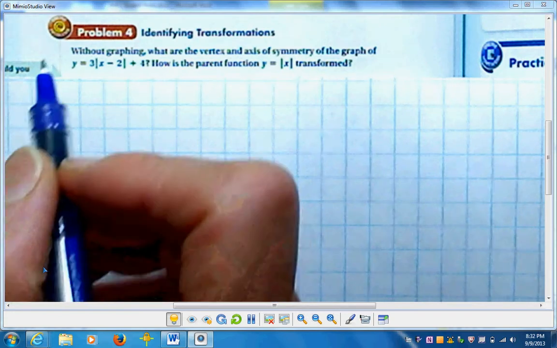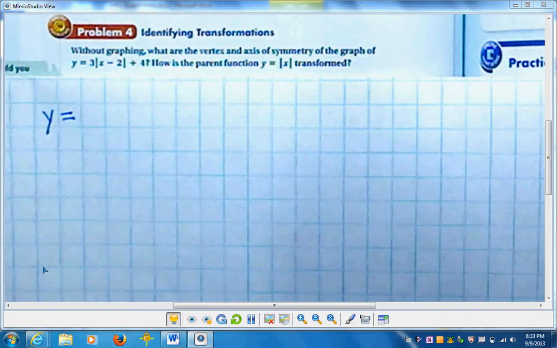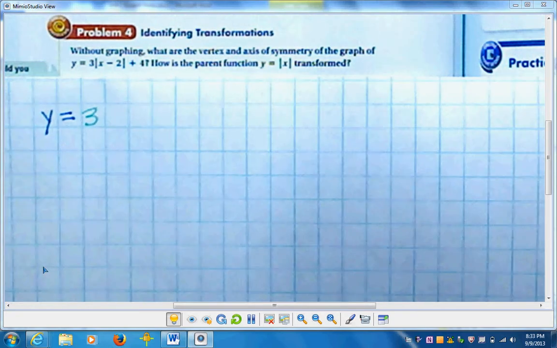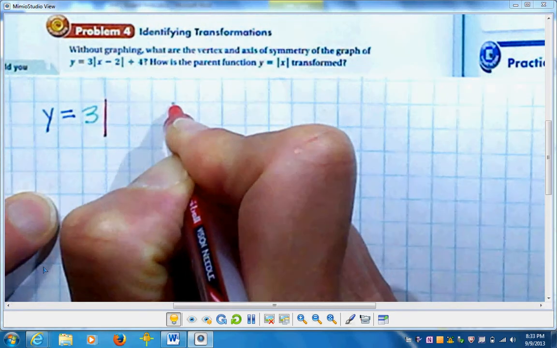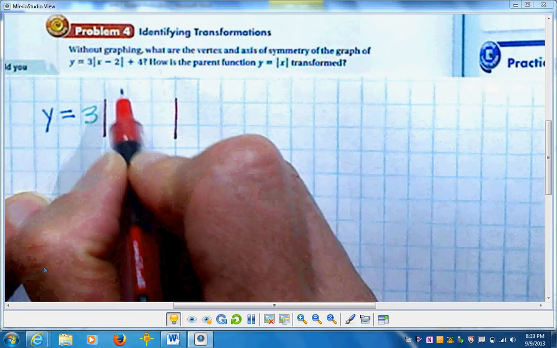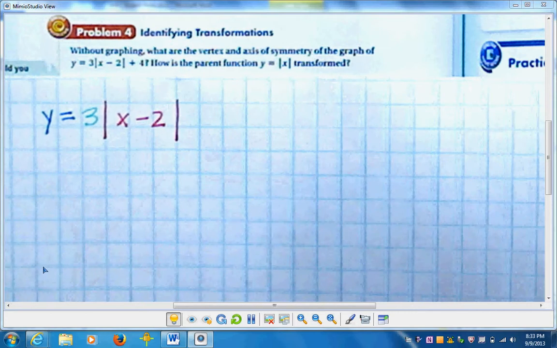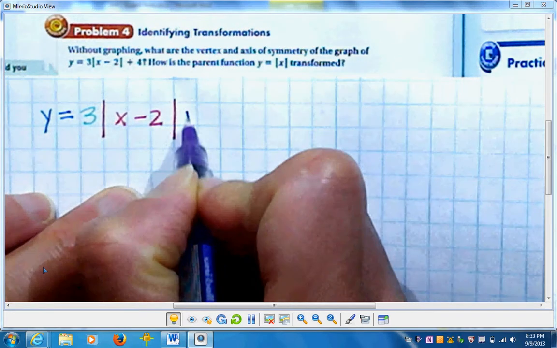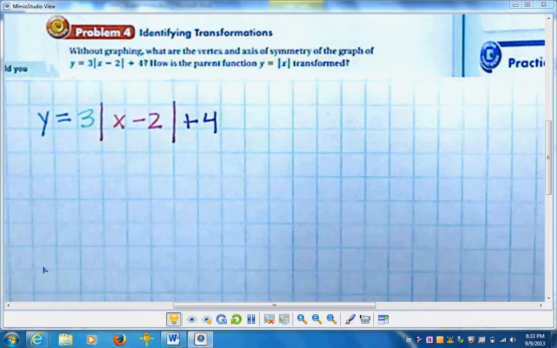So let's write down what we see here. We have y is equal to, we have the number 3. And that 3 is in front of our absolute value. It's not inside, it's in front of the absolute value. And then we have x minus 2, which is on the inside of the absolute value. And then we have a plus 4. Okay? So there is actually a certain pattern that you will see.